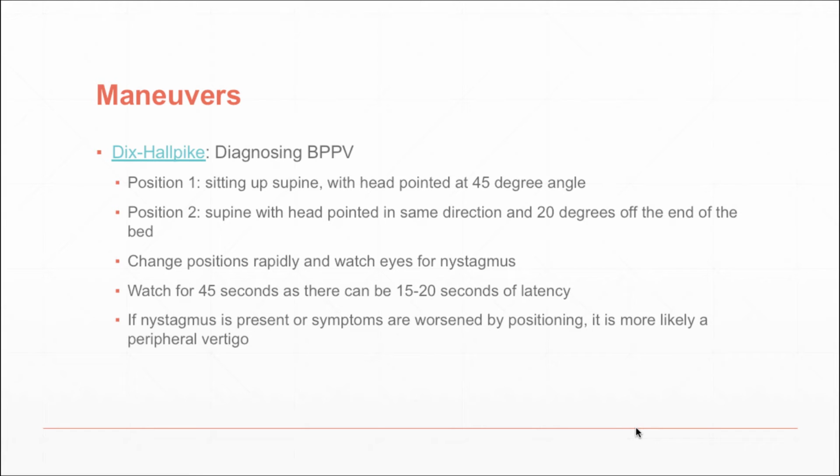As you change position, so from sitting up to supine, you watch for 45 seconds. You watch their eyes for 45 seconds for nystagmus. Now, central vertigo, peripheral vertigo, you'll sometimes see 15 to 20 seconds of latency. So you won't see any nystagmus. You actually have to watch their eyes for a pretty long amount of time.